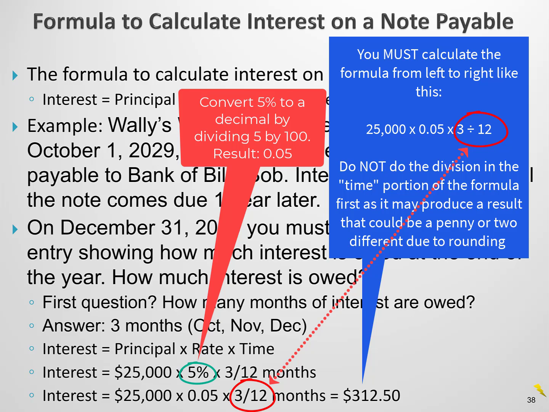And we get $312.50 of interest owed by Wally at the end of the year.